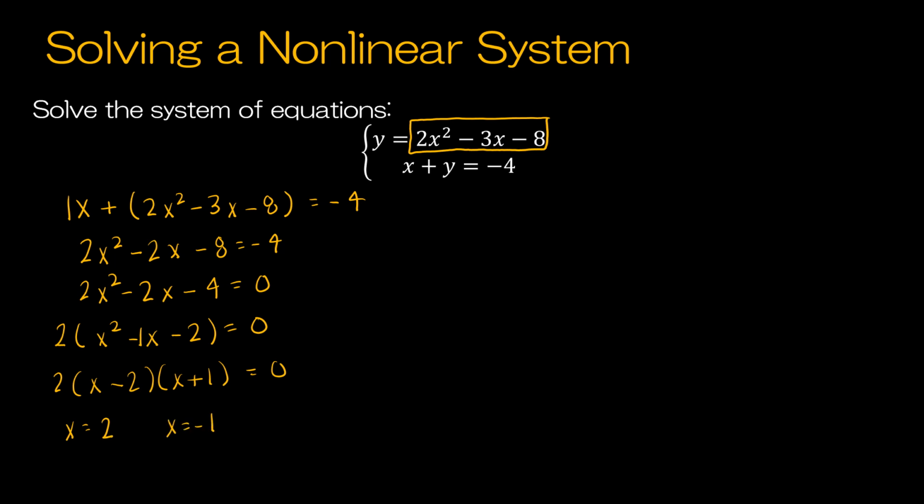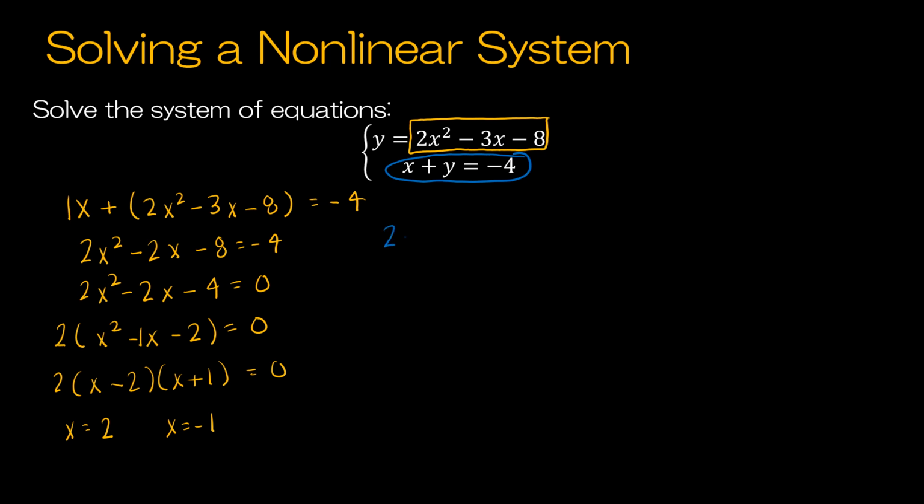Now remember, the rule is that now that I have the x values, I get to choose which equation to plug the x back into. So I'm no fool. I want to do as little work as possible. I'm going to choose that linear equation because it's less math. So x plus y is equal to -4.